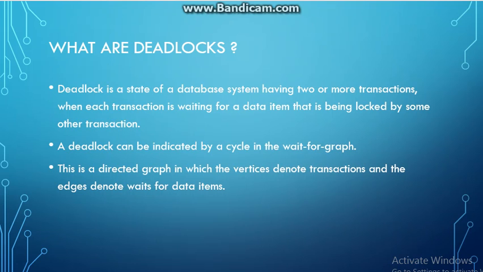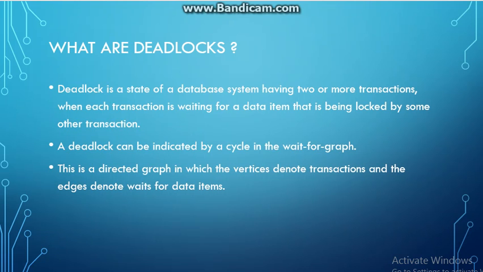We know starvation is long waiting and a deadlock is infinite waiting. Hence, every deadlock is starvation, but every starvation is not deadlock. The necessary conditions for deadlock are mutual exclusion, hold and wait, no preemption, and circular wait. A deadlock can be indicated by a cycle in a wait-for graph.